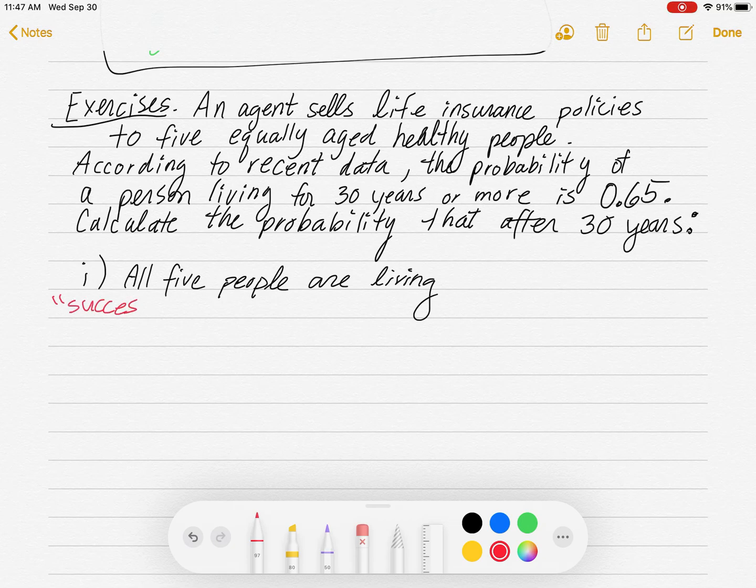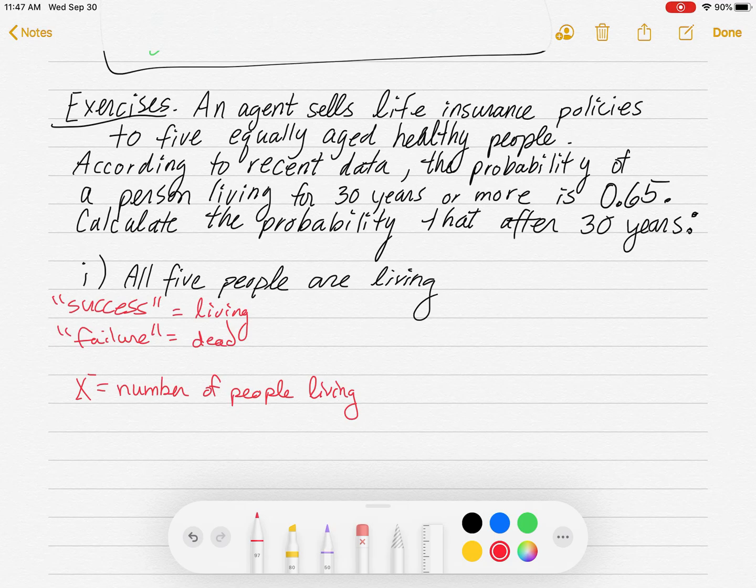Okay, so success here means living, still living after 30 years. And failure would be dead, right? Dead before that 30-year period. So your random variable, x, tells you your number of successes. So this would be the number of people still living after the 30-year period.